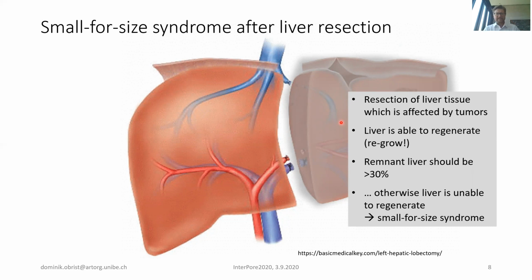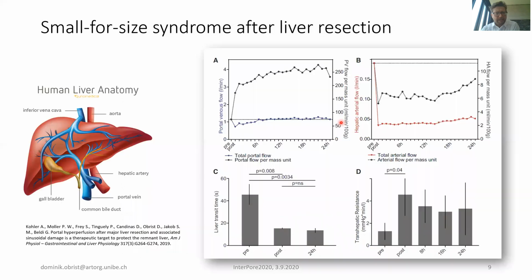Now, again, you may ask the question, why does the liver not regenerate anymore if it's too small? We studied that together with visceral surgeons on a pig model, where the surgeon did a major resection of approximately 70% of the liver, and we studied the flow in the portal vein.